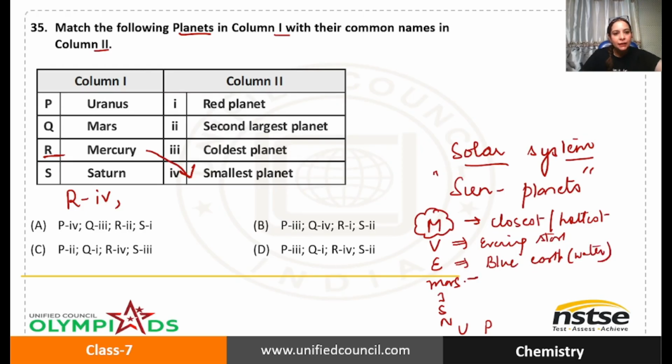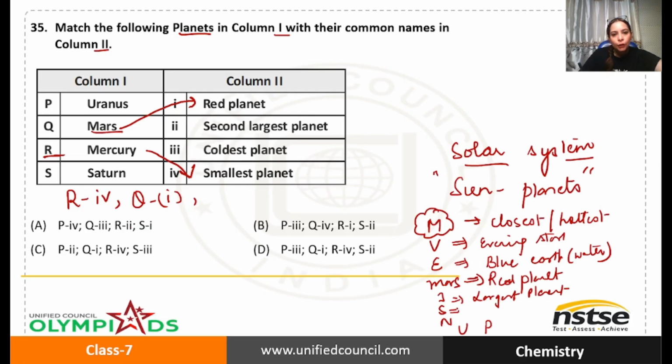Okay, Mars. We have Mars also here. Mars is called a red planet because its surface is covered with iron oxide. So Q matches with 1. So we have got another matching also. Then we have Jupiter. Jupiter's important characteristic is that it is the largest planet. Okay, so we don't have Jupiter here.